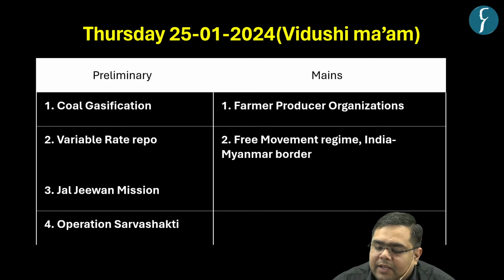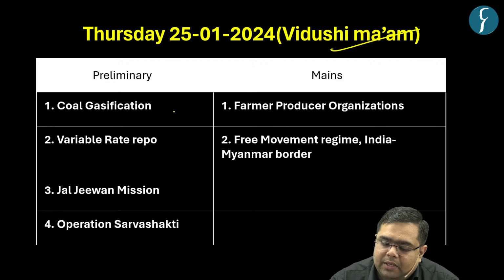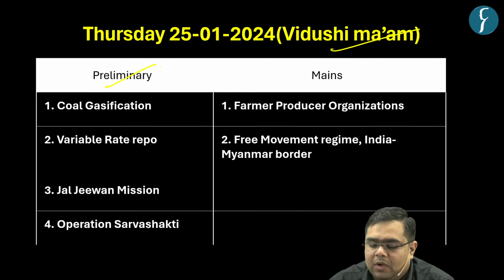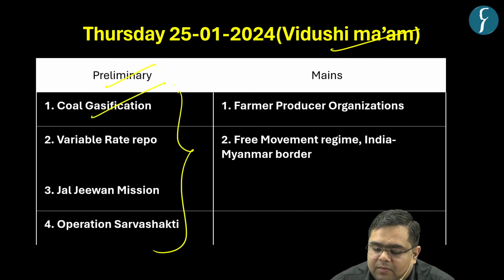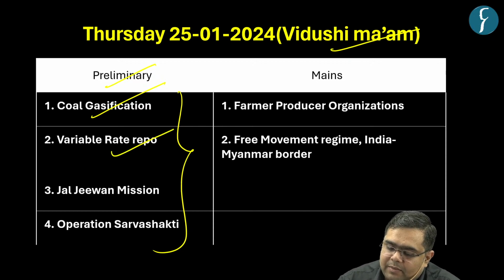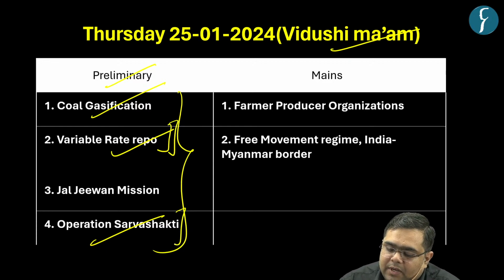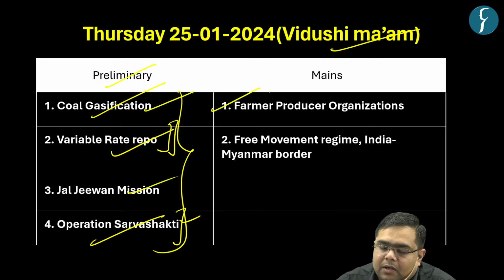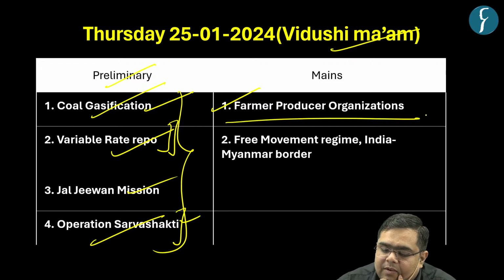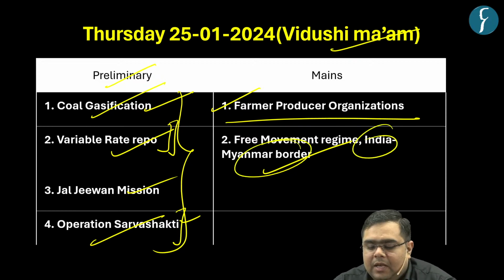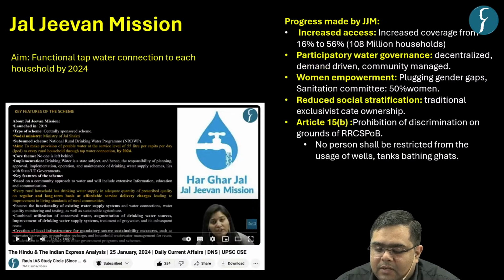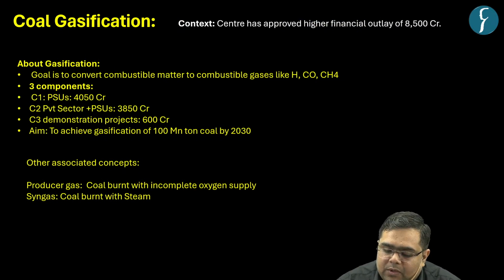The Thursday's articles were taken by Vidushi ma'am. From the preliminary examination point of view, 4 important topics were taken. First one was coal gasification, second one being variable repo rate, third one being Jal Jeevan Mission, and fourth one being Operation Shakti. These two are very factual in nature, so I have skipped these ones and I have discussed only these two. Then from the mains standpoint, we had discussed farmer producer organization and free movement regime, that is India Myanmar relations. Let us, without further delay, discuss key facts with respect to coal gasification.